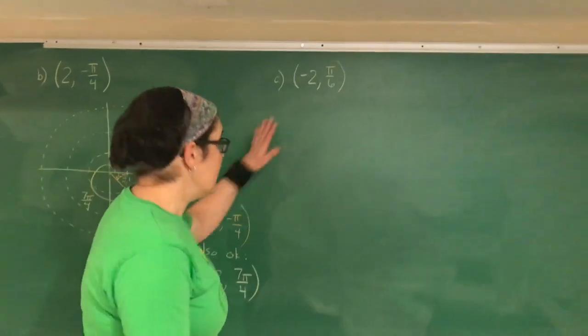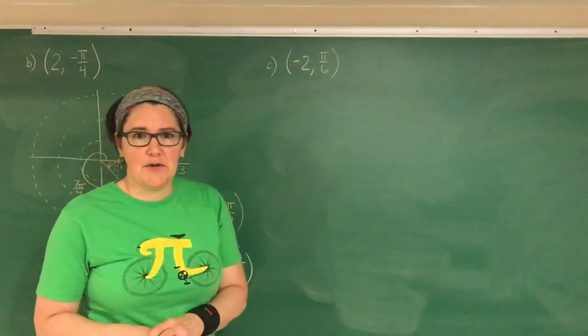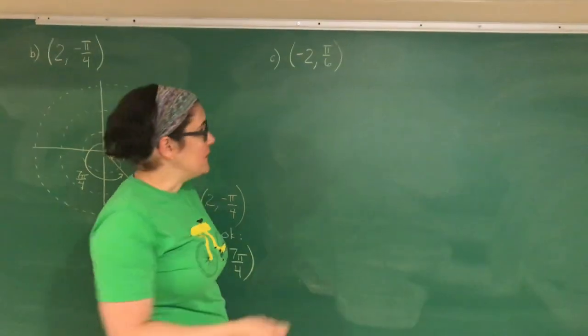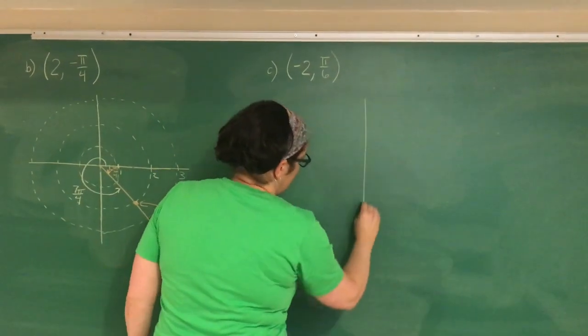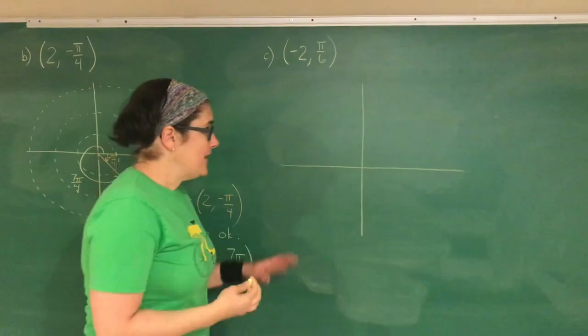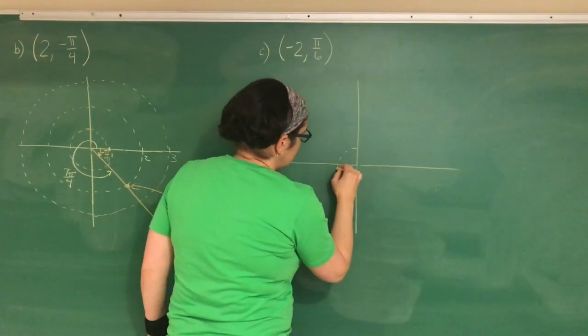Okay, so our final example of plotting a point using polar coordinates is negative 2 comma pi over 6. So I always look at the angle theta first, and I'll draw my x and y axes. And the thing that was helpful on some of the other problems was to draw these concentric circles.